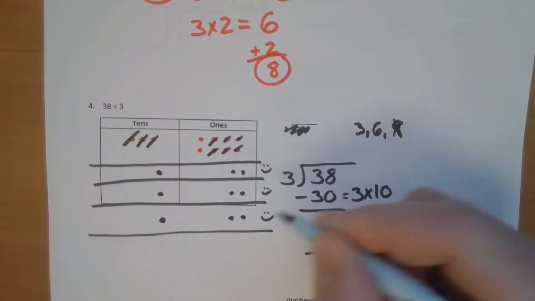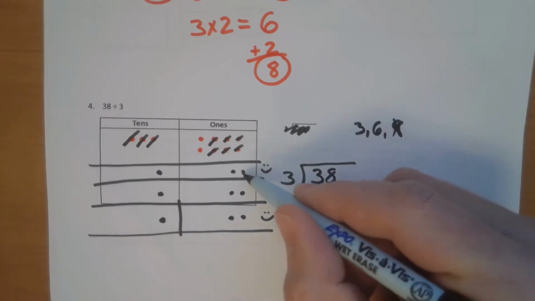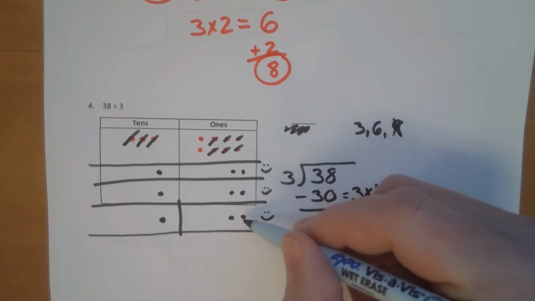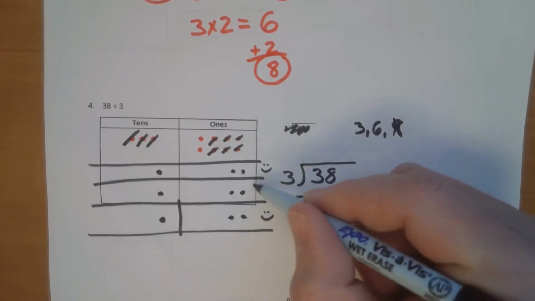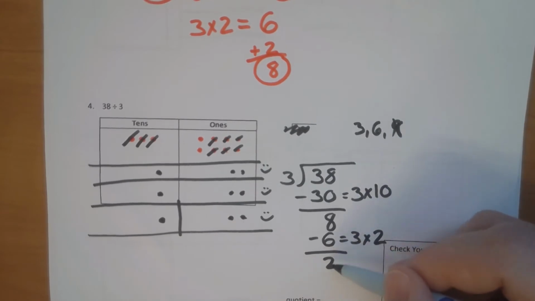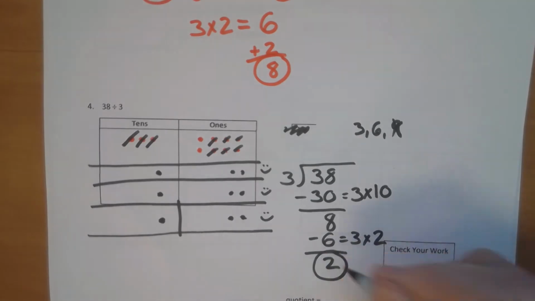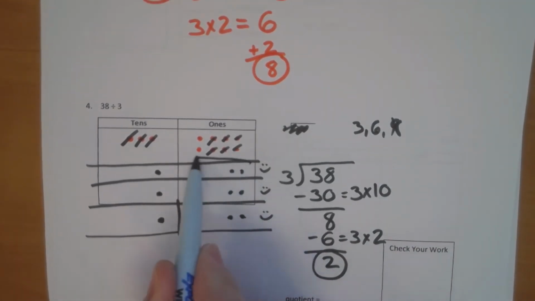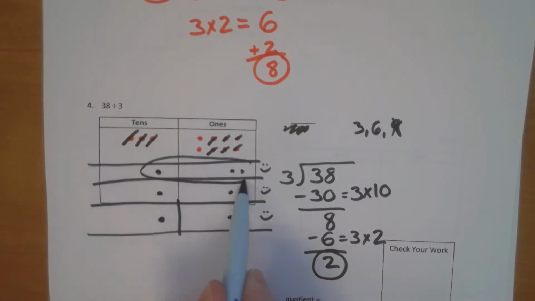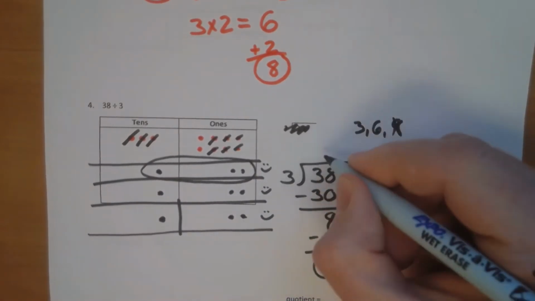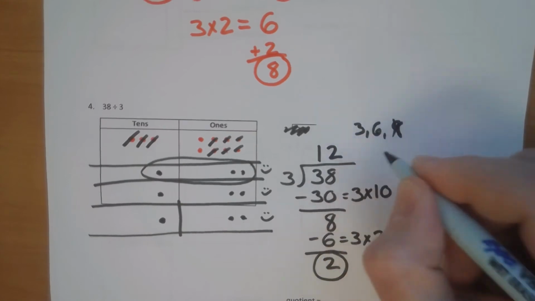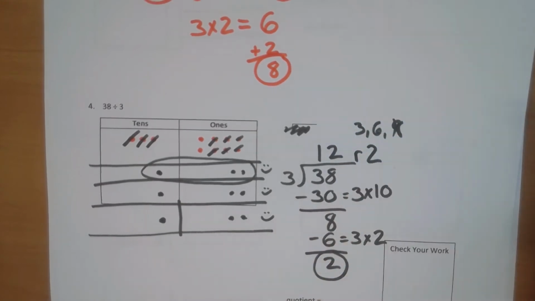Okay, so what is that showing me? That's showing me 3 groups of 2. I gave away 6. That leaves 2 left over. I have to stop. That's my remainder. Okay, so how do I figure out what my quotient is? Well, let's look at one row. I have a 10 and 2 1s. That is 12 with a remainder of 2.